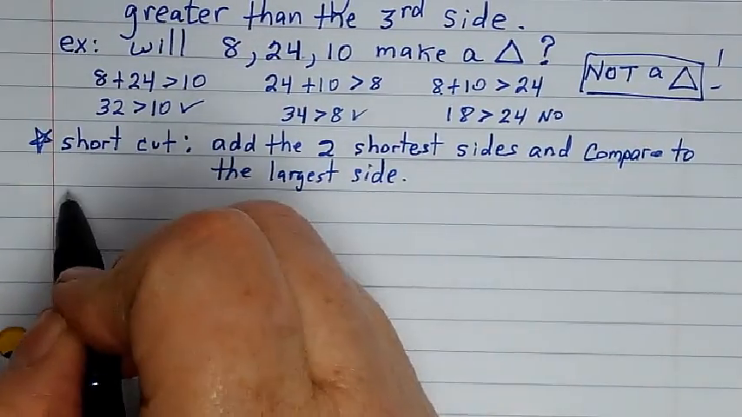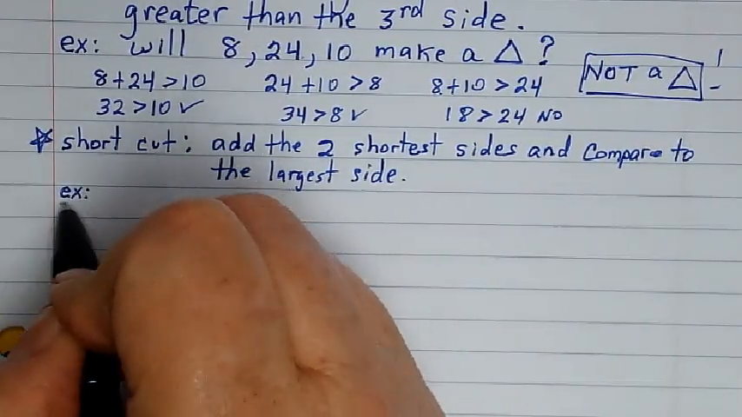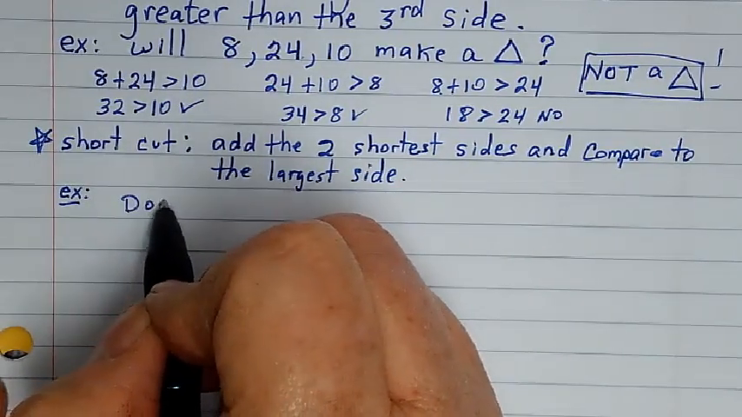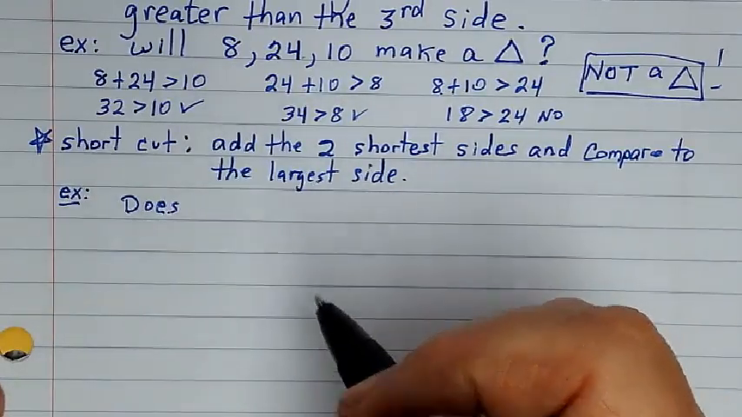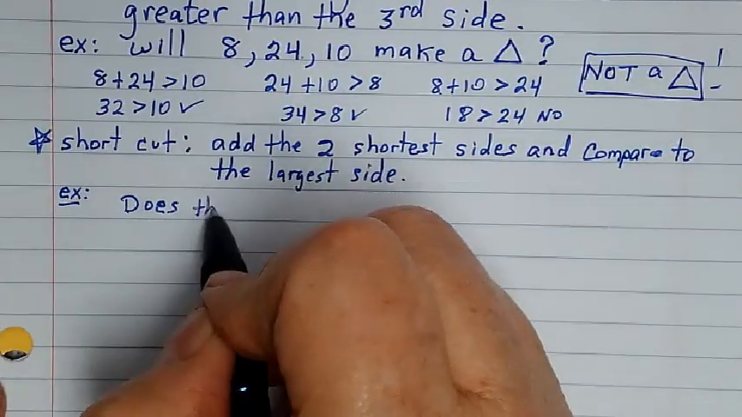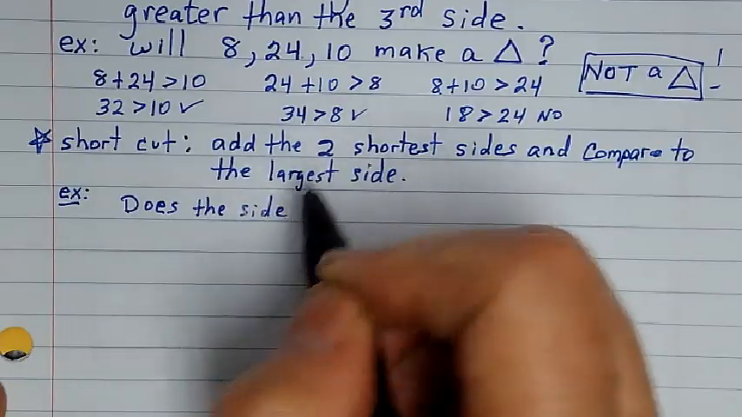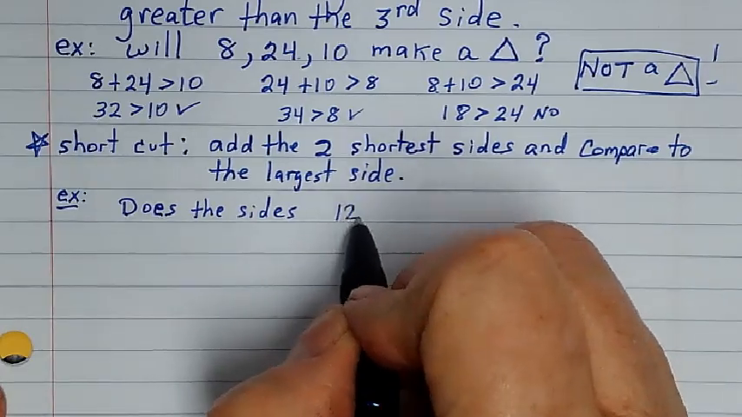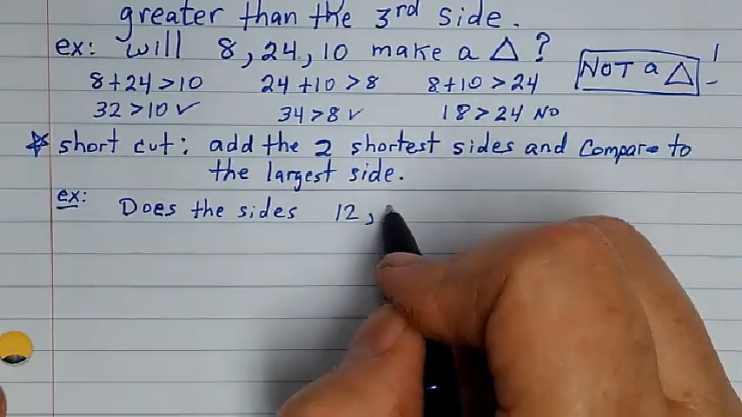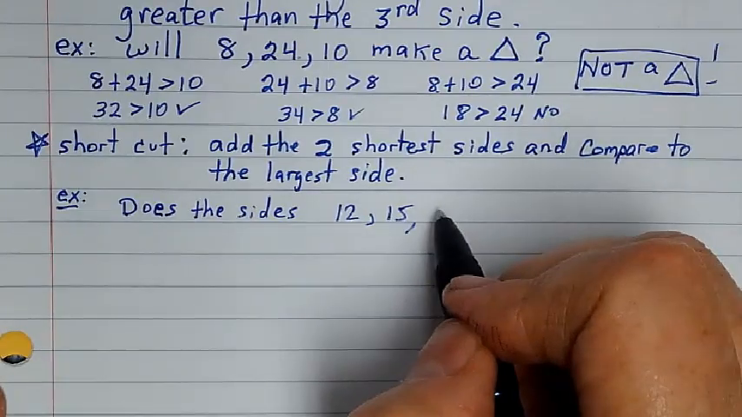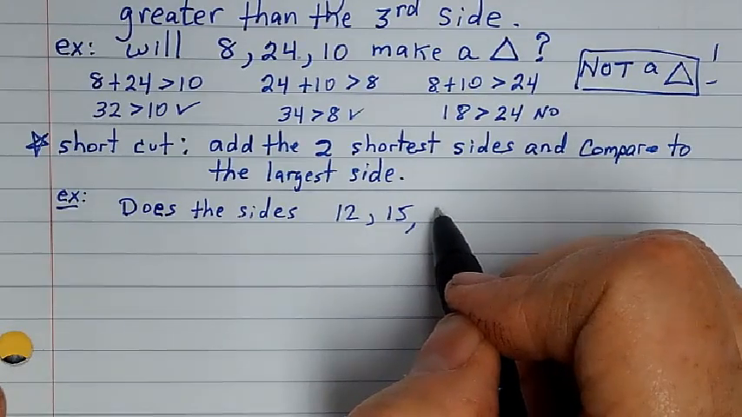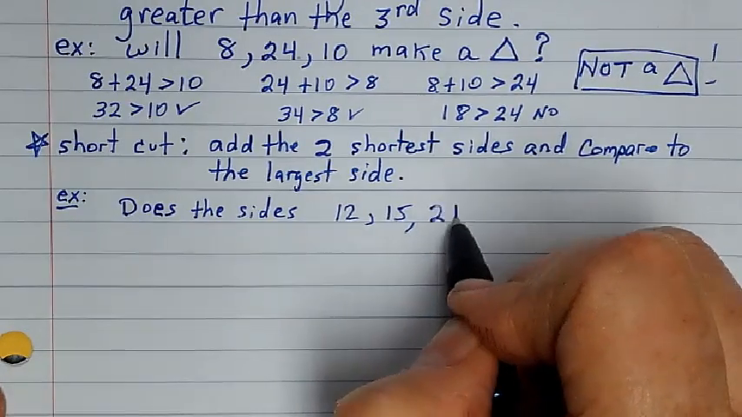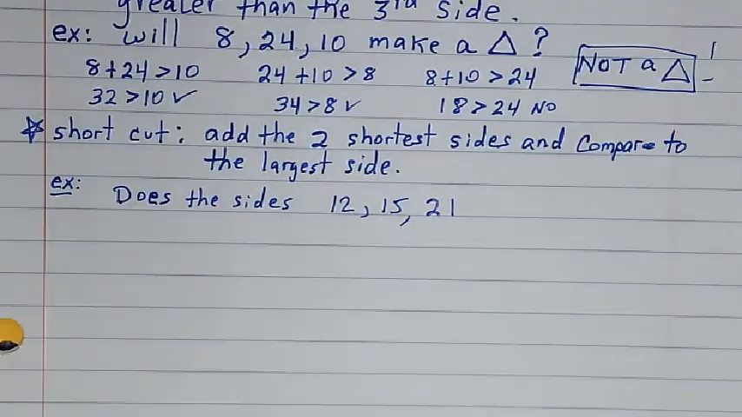Here's one last example. Supposing I say to you, does the sides, someone give me a number. Okay, 12, thank you. Give me another number. 15. Okay, 15. Someone give me another number. 21. Okay.